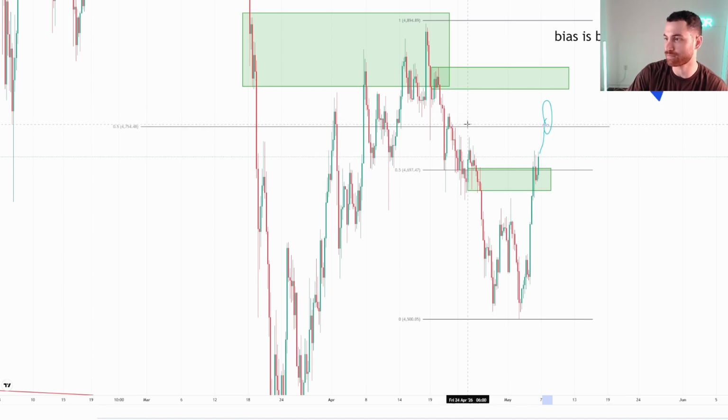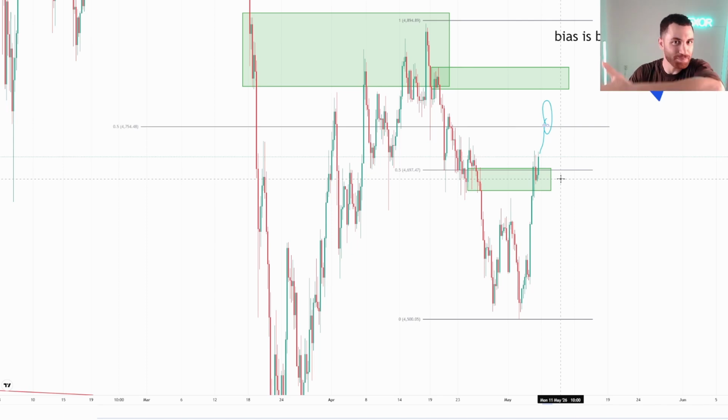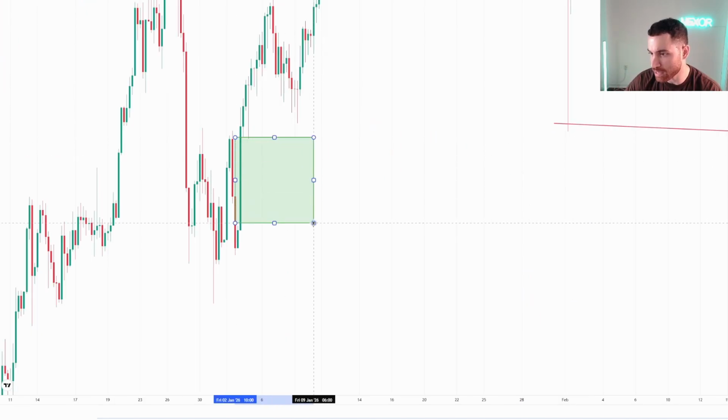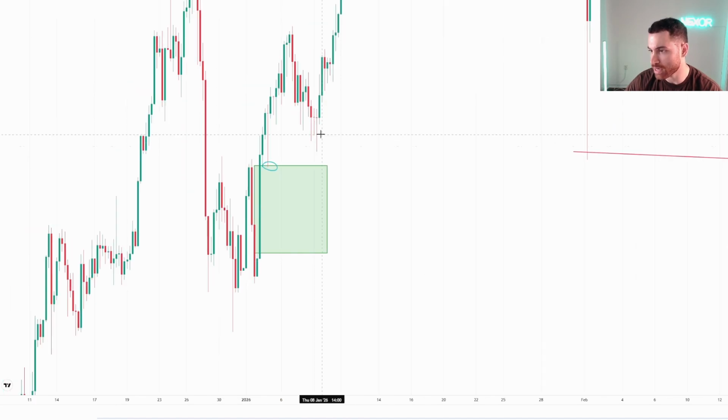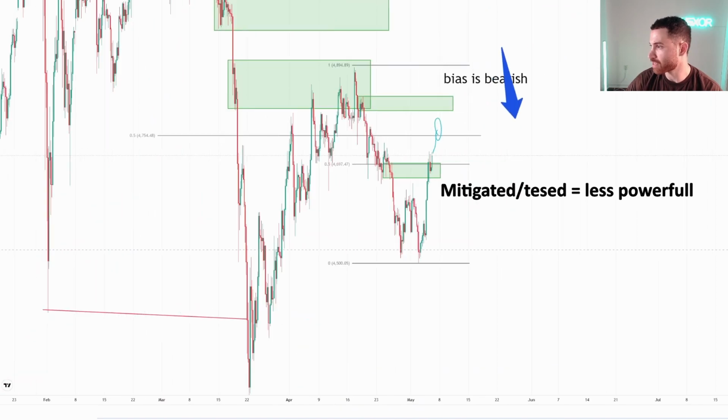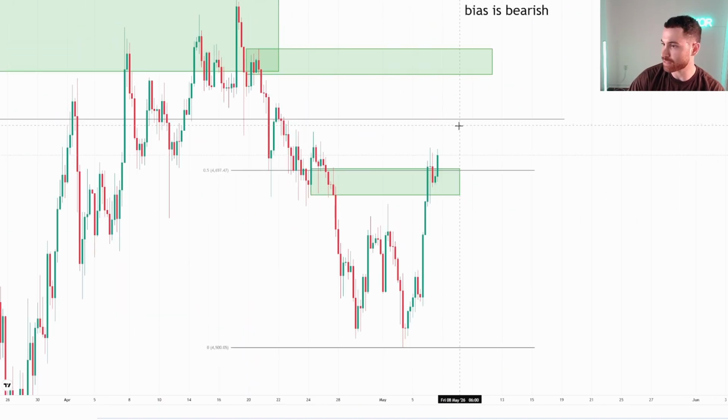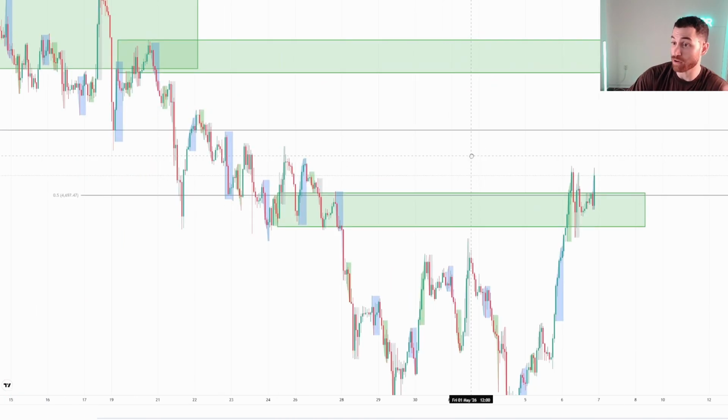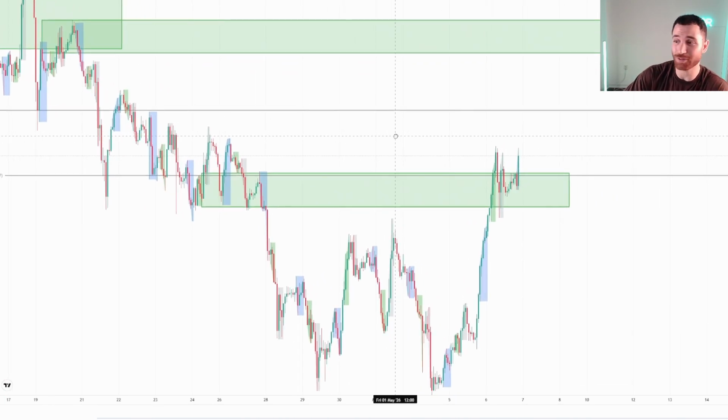Everything is tested. Oh, by the way, if you don't know about tested and untested, mitigated versus unmitigated, this basically means that you have a liquidity and you take out some of its juice. Like in here, this is a FVG, right? So the next time you come back to this POI, it's a tested POI. It's mitigated, which makes it less powerful. Anyways, back to the explanation. We don't have anything unmitigated in the 4-hour time frame, and we also don't have anything untested in 1-hour time frame either.